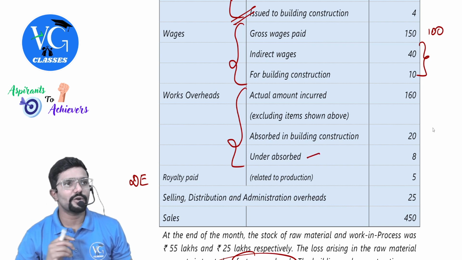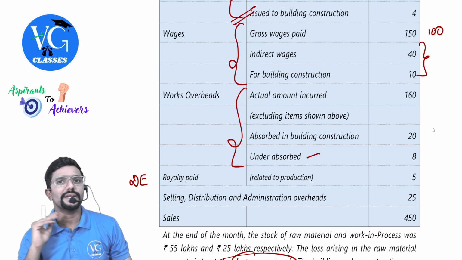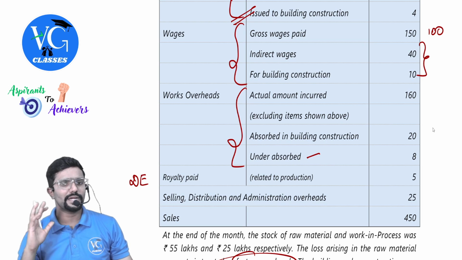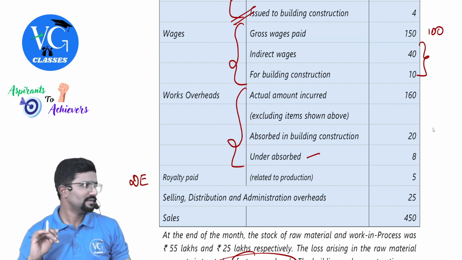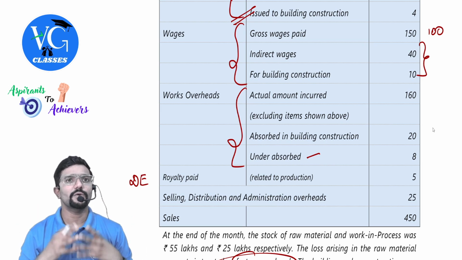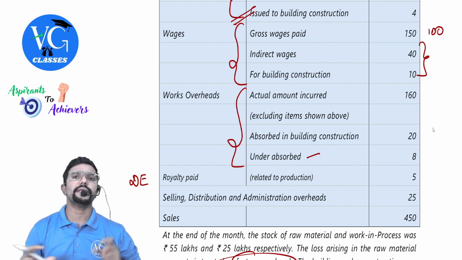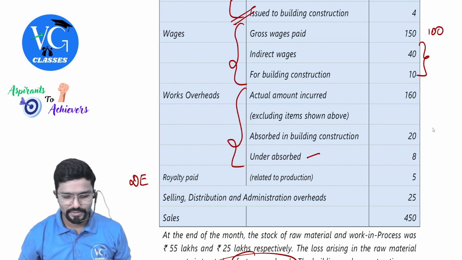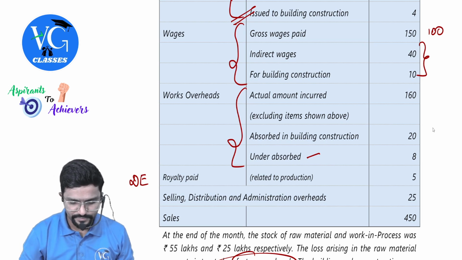Under absorbed, they only told. What is the entry, guys? Costing P&L account to work overhead control account. Remaining, whatever is the balancing figure, it is absorbed. For absorbed, where do we send it to? WIP control account. What is the entry? WIP control account debit to works overhead account.